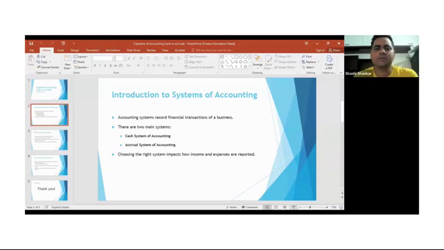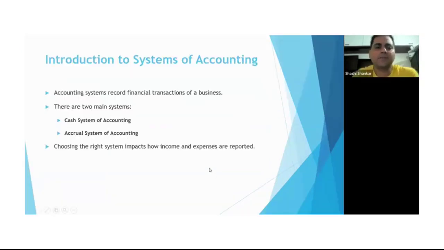So an accounting system is nothing but the record of financial transactions of a business. Initially, if you're talking about the entry or the recording of the transactions, it is used in general, right? So the general entry is the basic entry, which is recorded for each and every business. There are two main systems to record it, okay?